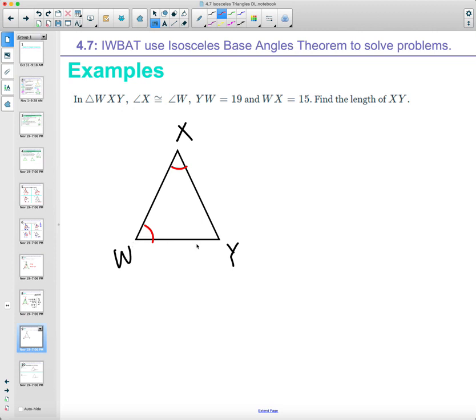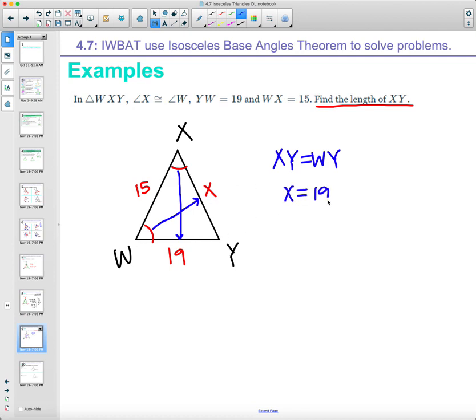YW, so from Y to W, so this segment right here is 19. And WX is 15. It wants to know the length of XY. So XY is this side. Okay, well, we see two congruent angles. So across from those congruent angles, so draw an arrow, those sides that are across from those angles would be equal. So side XY would be equal to WY. So on XY we have X, and on WY we have 19. So we found out that it was equal to 19.